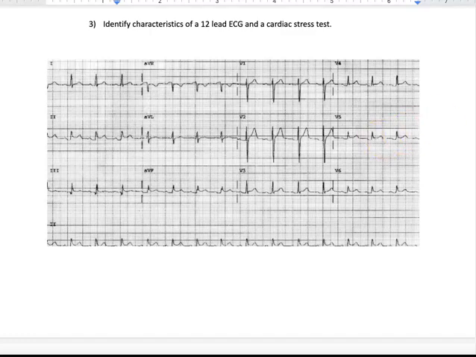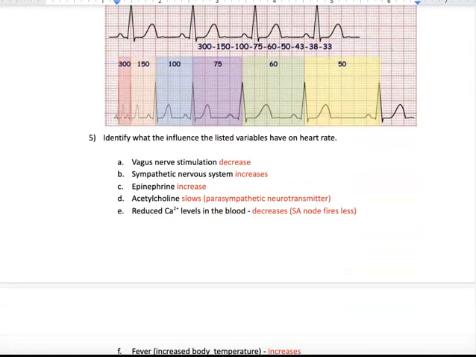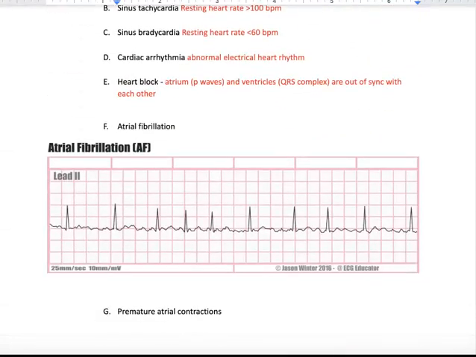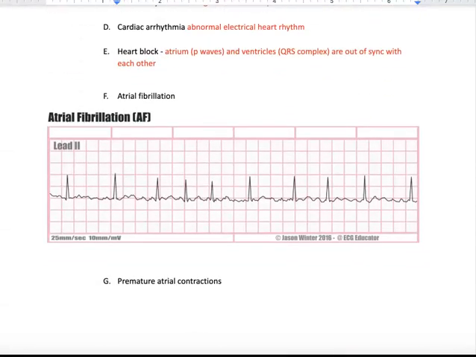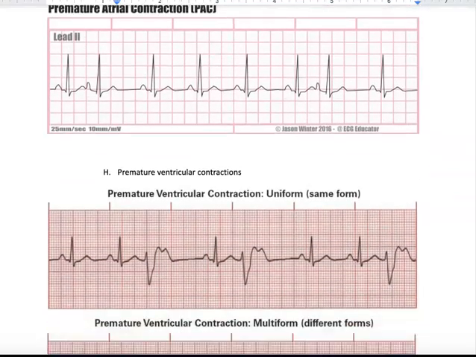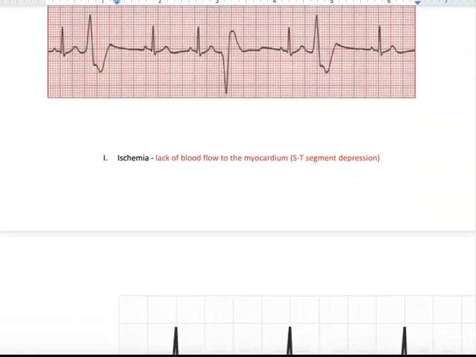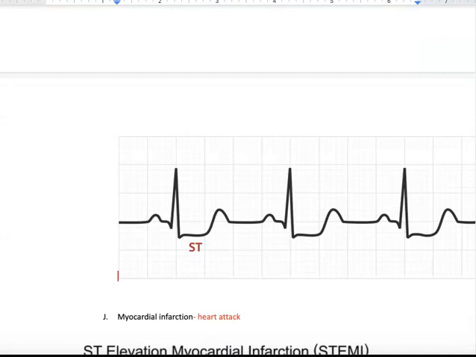From there, they will do something more invasive, like an angiogram, where they inject the arteries of the heart with a dye so they can see if there's a blockage or not. And if they find a blockage, then they have to decide what to do. So when you're doing stress tests, this is what you're looking for: ST segment depression.